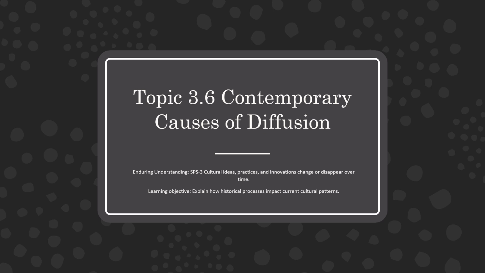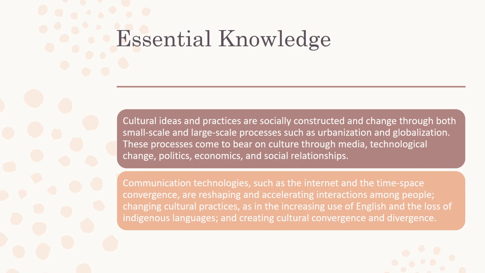Topic 3.6, contemporary causes of diffusion. Same enduring understanding there, and then explain how historical processes impact current cultural patterns. Our essential knowledge: cultural ideas and practices are socially constructed and changed through both small-scale and large-scale processes such as urbanization and globalization. These processes come to bear on culture through media, technological change, politics, economics, and social relationships. And then communication technologies such as the internet and time-space convergence are reshaping and accelerating interactions among people, changing cultural practices, as with the increasing use of English and the loss of indigenous languages, and creating cultural convergence and divergence.